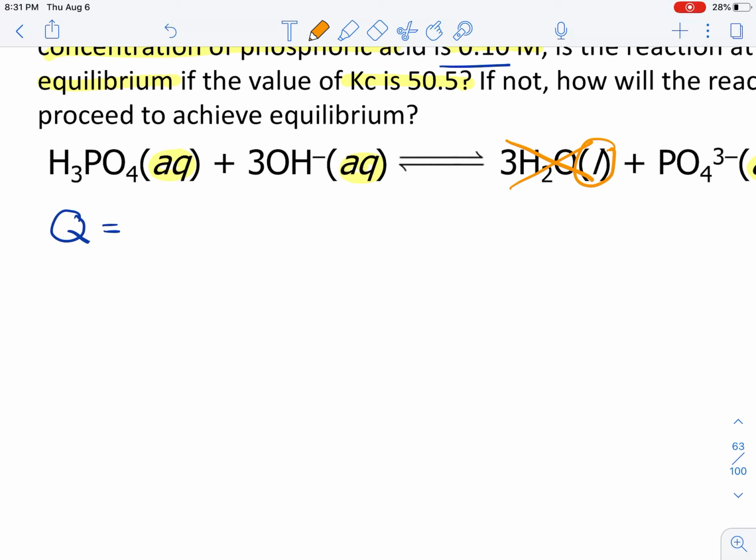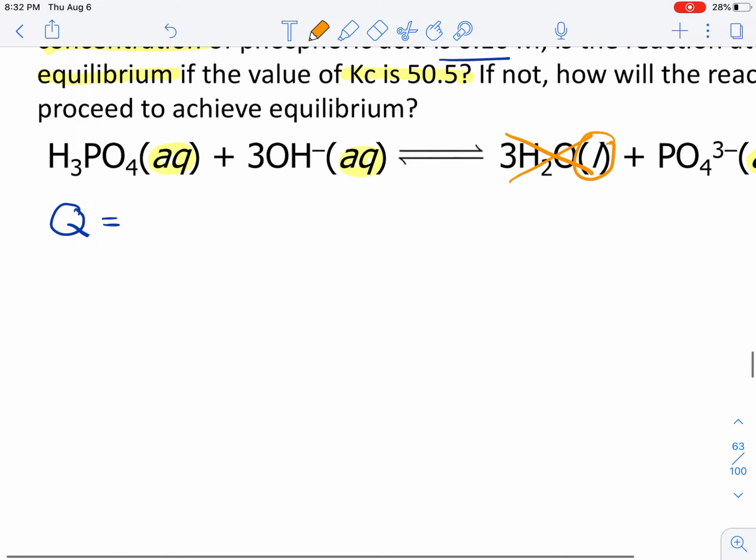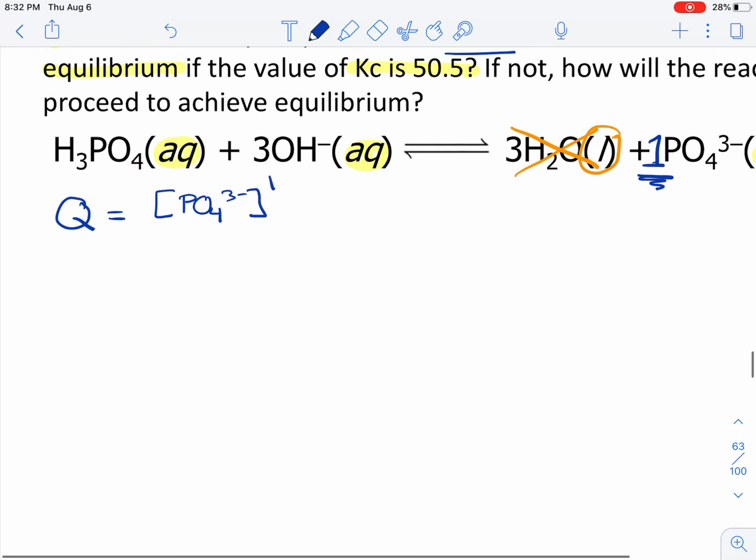For example, you can triple it, you can double it, you can halve it. The ratio between the amount and the volume is still the same. So it's not going to affect the value for the equilibrium, so there's no need to include it in our mass action expression. What we have here is just the concentration of phosphate raised to the first power because we have a coefficient of 1. That's the only product that we have left.